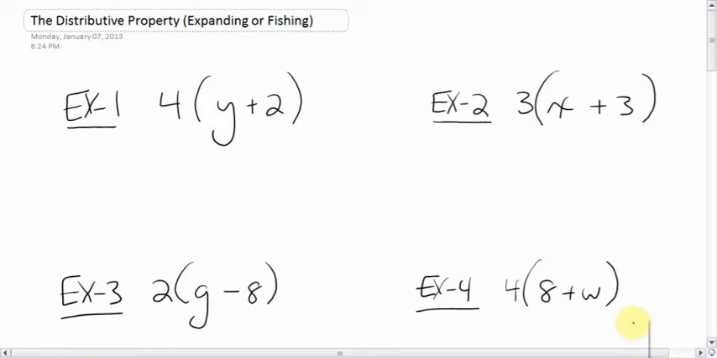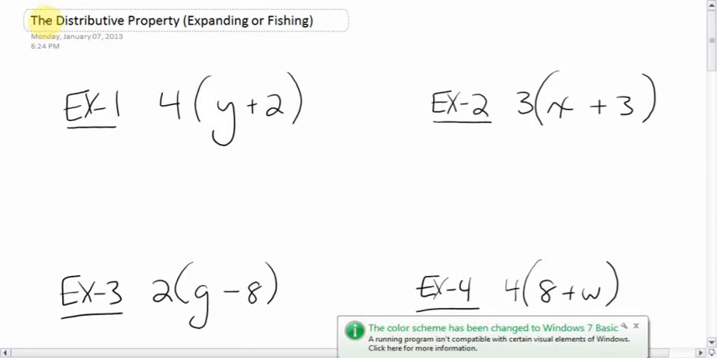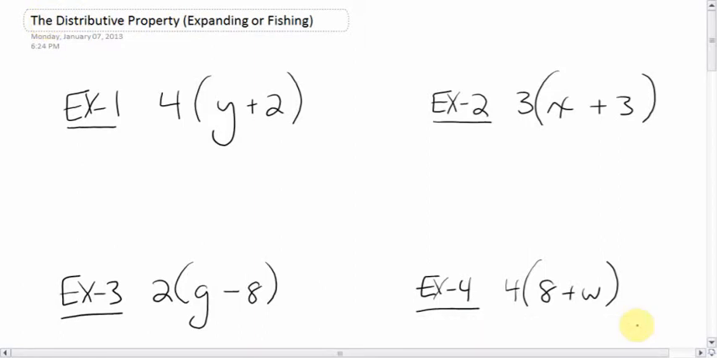Okay, so next is a pretty ugly sounding title, but it's actually pretty easy. It's called the Distributive Property. Sometimes they call this expanding, or in class we'll probably call it fishing. And so the distributive property is pretty much where you have a situation like this. You have a number outside the brackets. And as you remember, anything where there's a number and a bracket and there's nothing in between, you multiply.